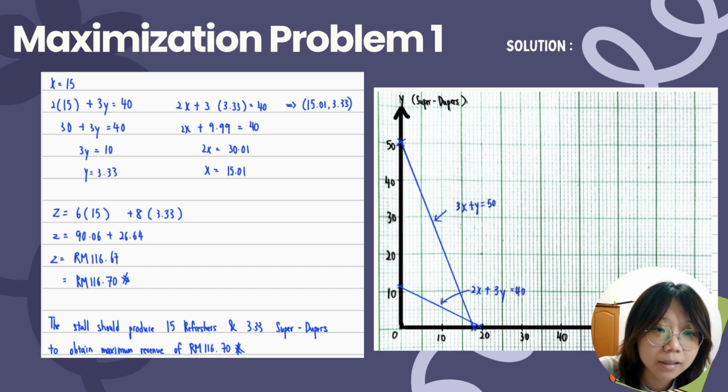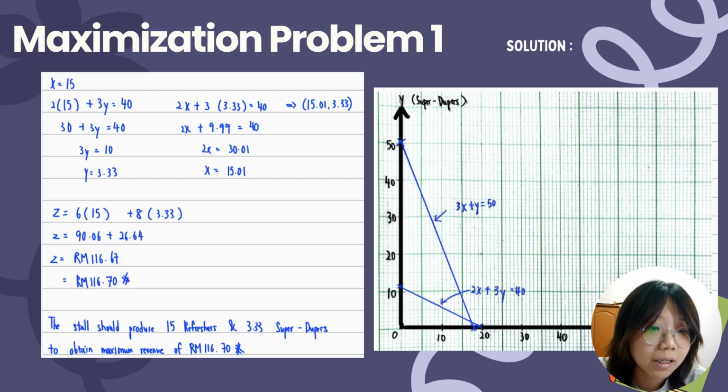The points are (0, 0), (0, 10), (15, 0), and (15, 3.33). Then we substitute each point into the objective function. Z equals 6x plus 8y, and the maximum value is obtained at (15, 3.33), and the maximum value of Z is 116.7. And therefore, the store should produce 15 Refresher and 3.33 Super Tuber to maximize revenue.